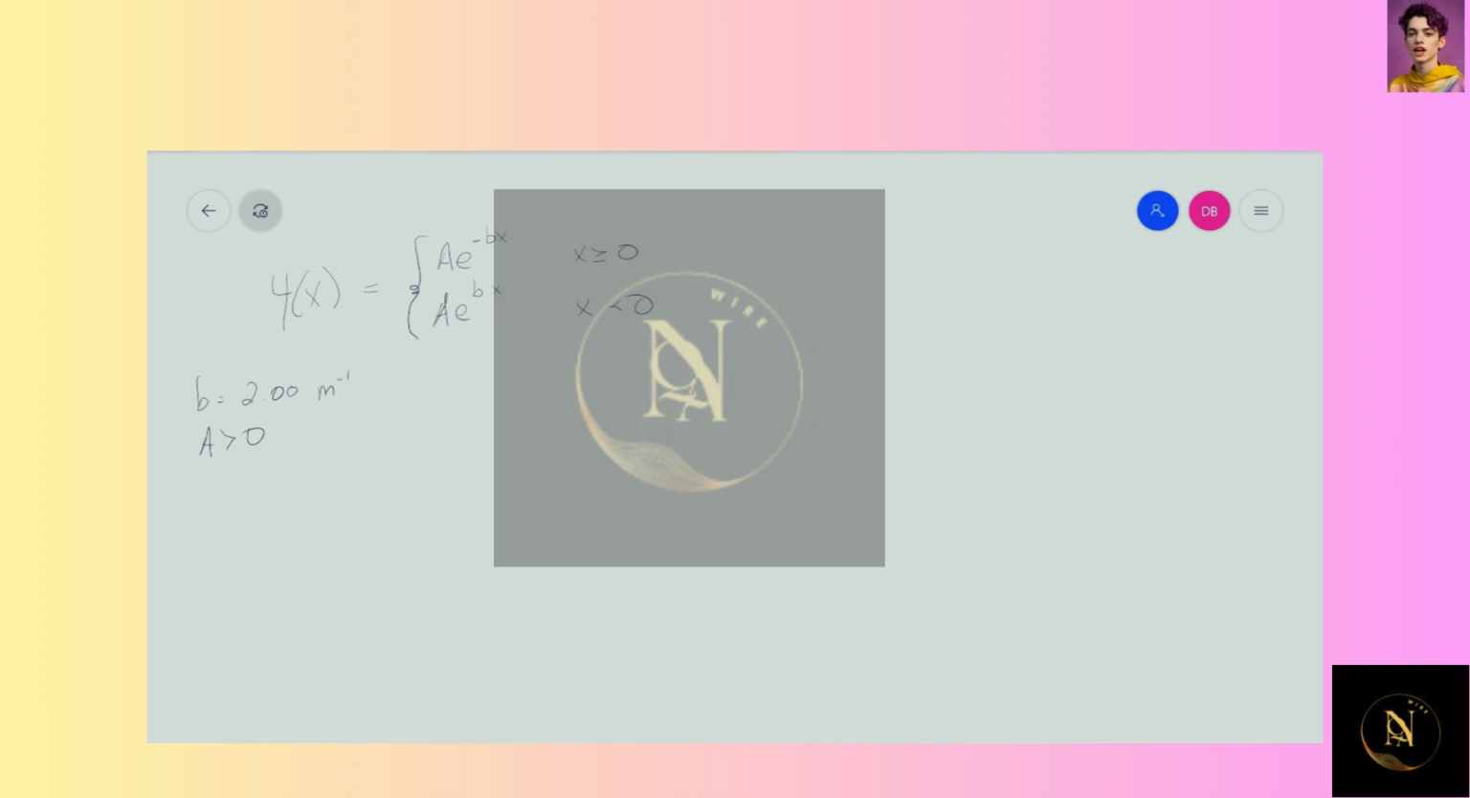The first thing we're asked to do is to solve for the normalization constant. We need to find the constant a so that the wave function is normalized. What it means to be normalized is that your integral over all space of the wave function squared needs to be equal to 1.